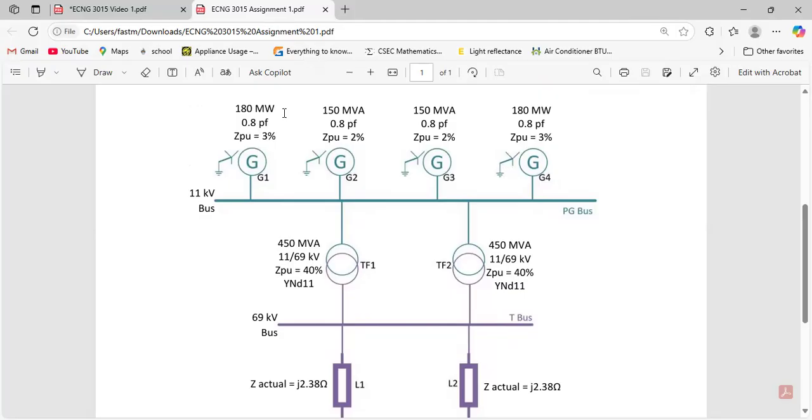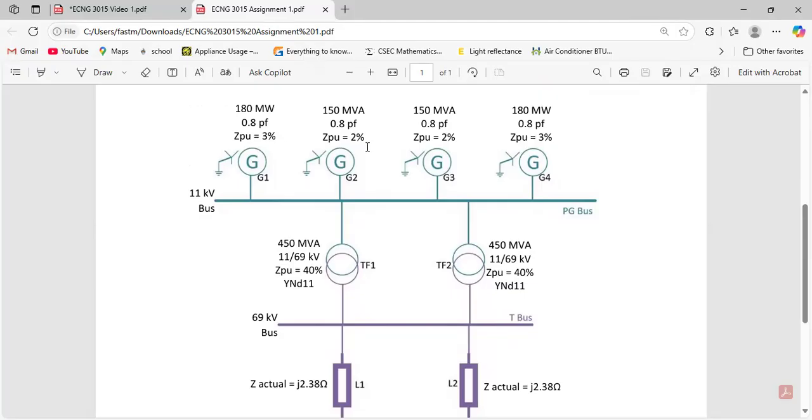In the exam, they will give you an MVA base. If not, you can just choose an MVA base and you'll have to raise each generator to that MVA base. By doing that, the per unit impedance will change with respect to the new MVA base. And there is an equation that you can use to do that calculation.